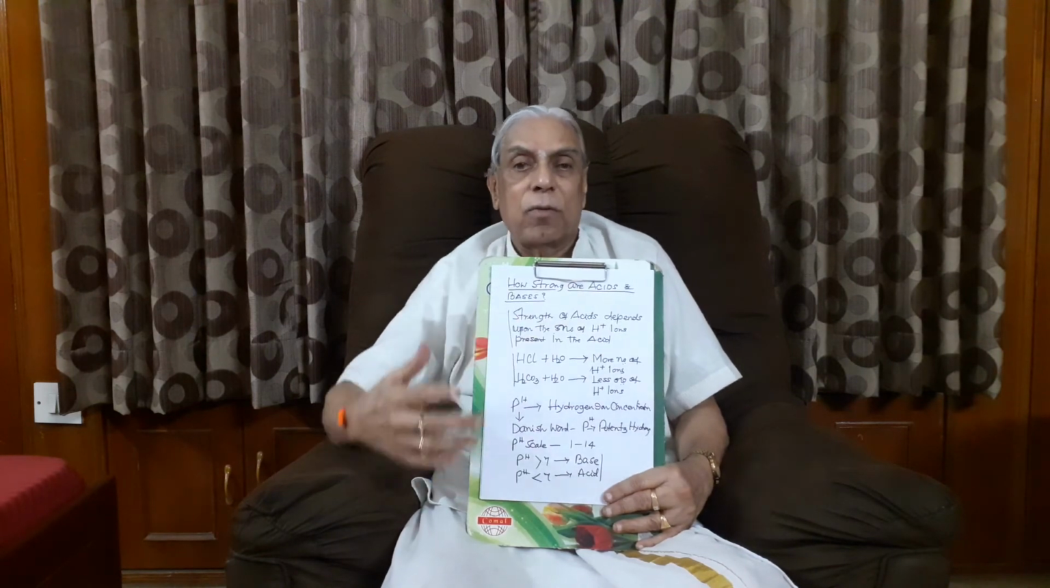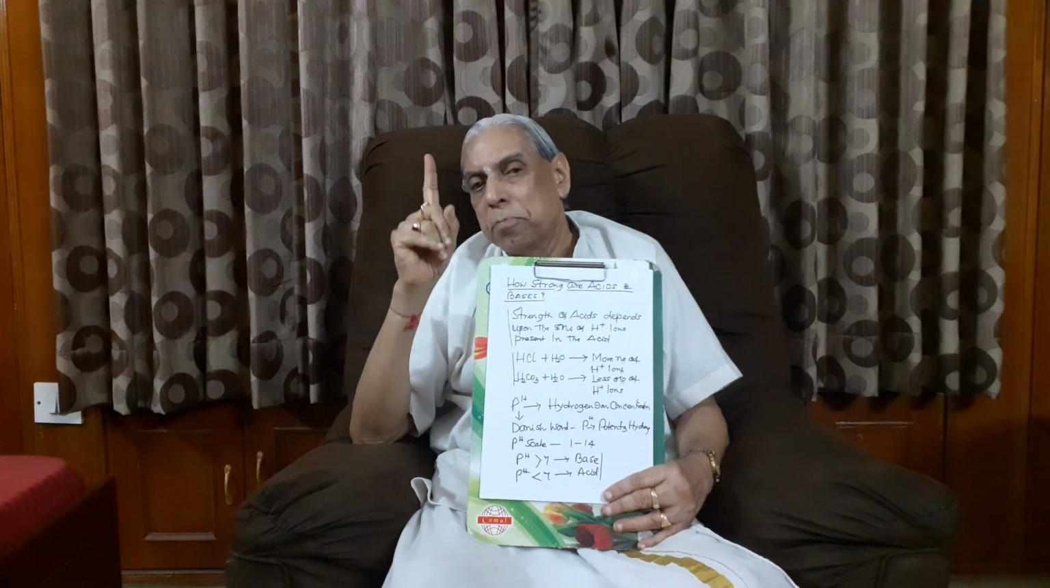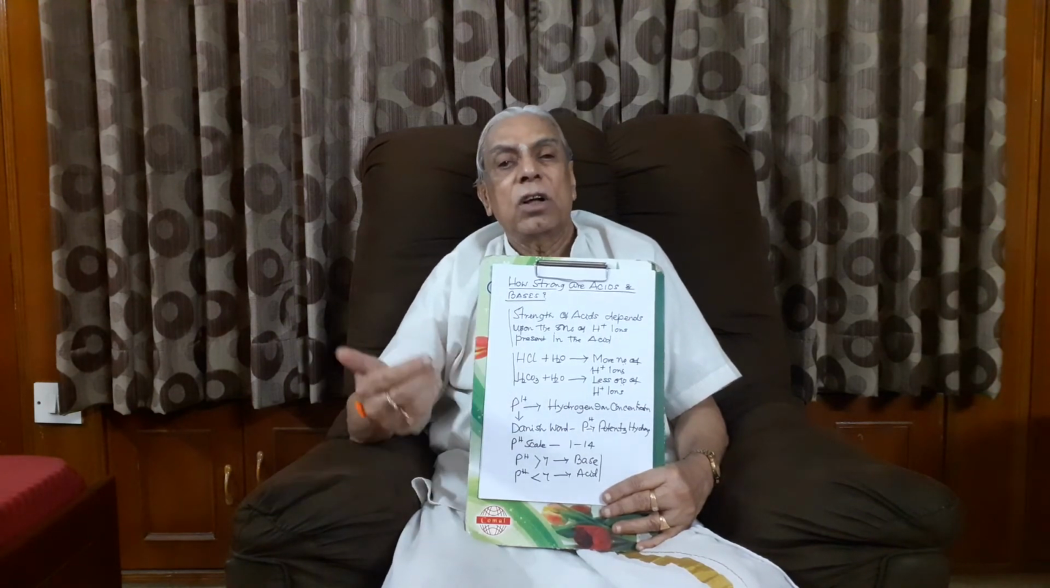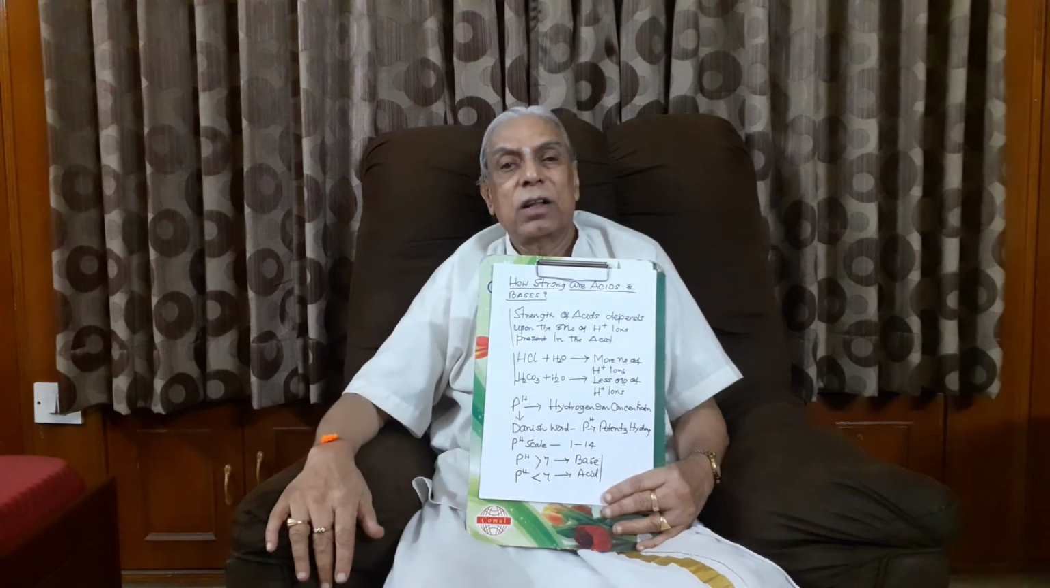Please understand. If the pH value of any solution is less than 7, it is considered to be an acid. If the pH value of any solution is more than 7, it is considered to be a base. If it is equal to 7, it is considered to be neutral. I hope you understood. So, the pH value of a solution will decide whether the given solution is acidic or basic. That is how this pH scale will help us to decide whether the given solution is acidic in nature or basic in nature. They will find out the pH value in the laboratory.